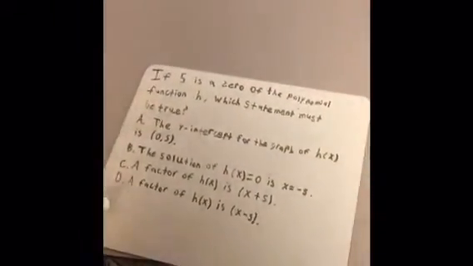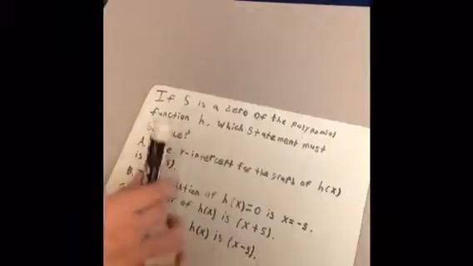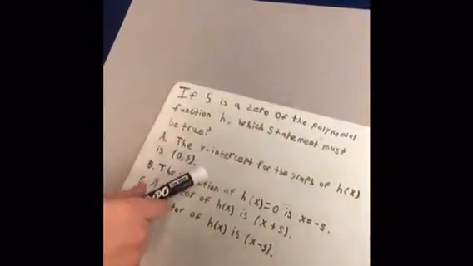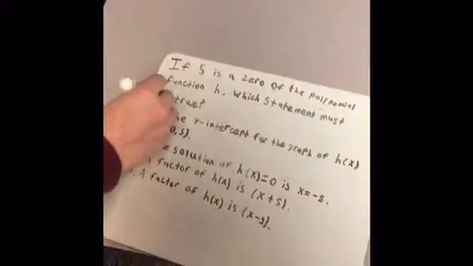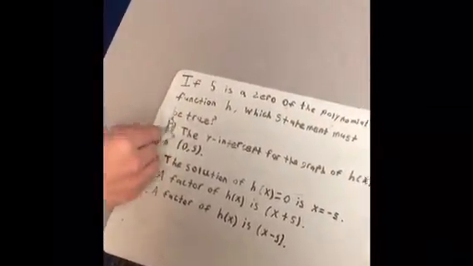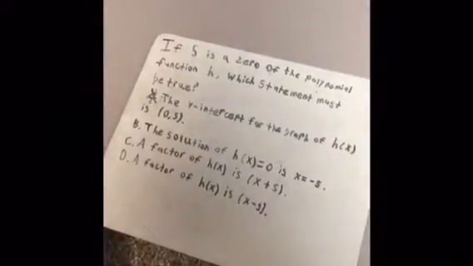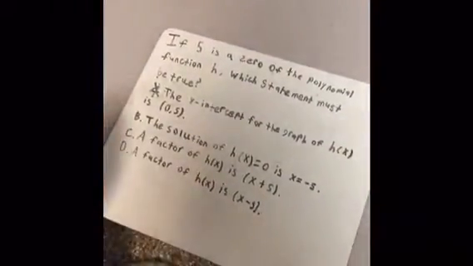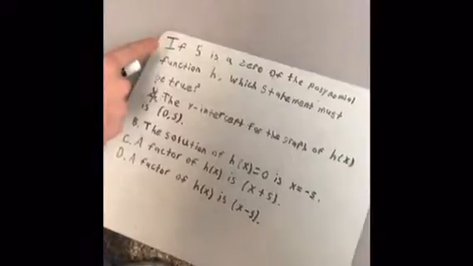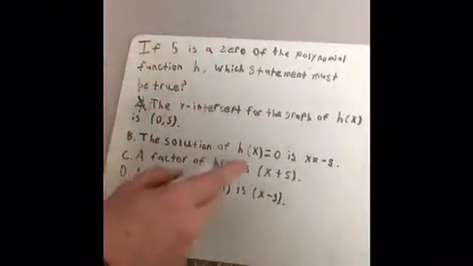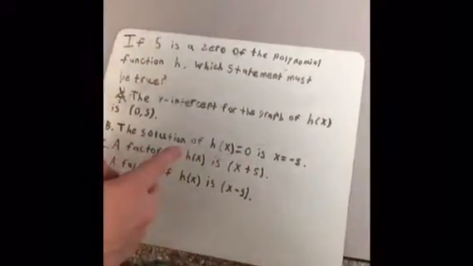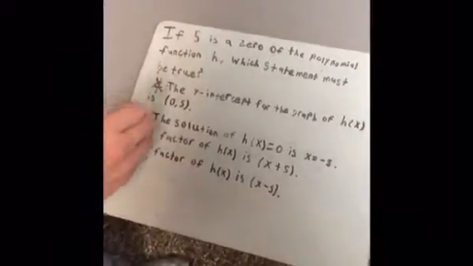Starting with A, it is obviously not the solution because it's referring to the y-intercept, and when finding the zero of a function, that refers to the x. So we know it's not A. And with B, we know that this isn't either, because this says that 5 is the zero of a function, while this is saying negative 5 is the solution. So we know it's not B either.